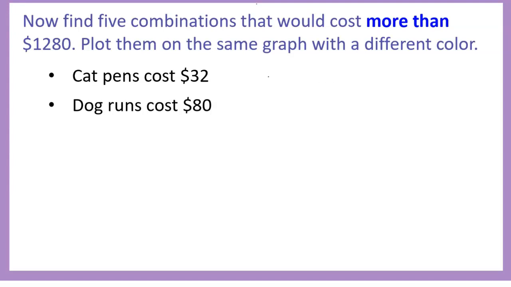Okay, so we're going to want larger numbers this time. We tried some already that didn't work. Maybe something around 17, 15. I think we tried that one before. So 32 times 17 plus 80 times 15. Let's see what that equals. 1744. Yes, so that is definitely bigger than 1280, which is what we're looking for now. So that one works. How about, well, if 17, 15 works, probably anything bigger than that works, right?